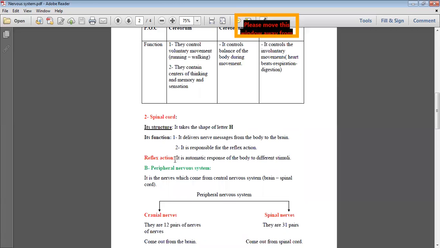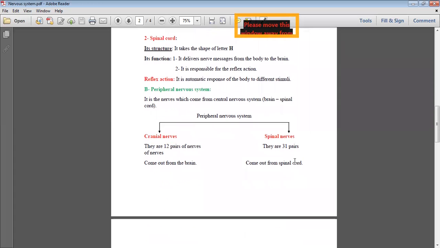Reflex action is the automatic response of the body to different stimuli. What's the meaning of that? For example, if I am gripping a flower and I pricked my hand with the thorn of a flower without me seeing it, okay, I will leave the flower instantly, okay, without thinking. This is a reflex action, okay?